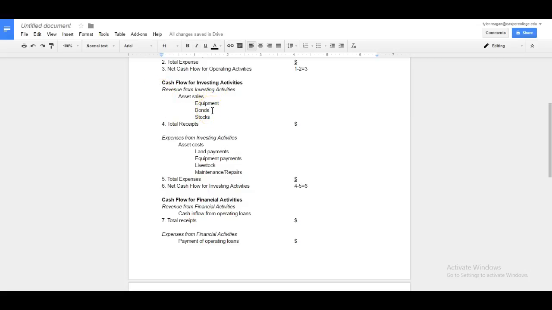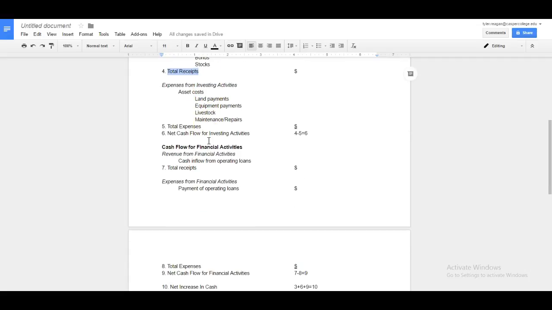If you sold bonds, or stocks, or some other investment, or if you just sold an old piece of equipment for salvage value, that would be asset sales that go into this revenue for investing activities. And again, you'll add up these total receipts, this total revenue from investing activities.